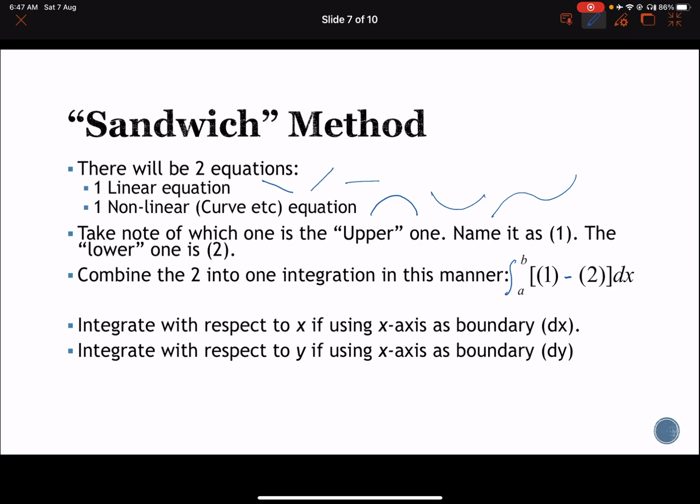If you are using the x-axis as a boundary, you integrate with respect to dx. If you integrate with respect to the y-axis, sorry, this one here is y, then you're going to use dy. So what do I mean? If I have a question like this and you want to find this area, you are thinking of sandwiching this and this. This will have been your boundary, so this is your x-axis, then you use dx. But if you have a question like this, where you could have actually used y as your boundary, flowing down this way, then y is the axis you're going to use, so you use dy.